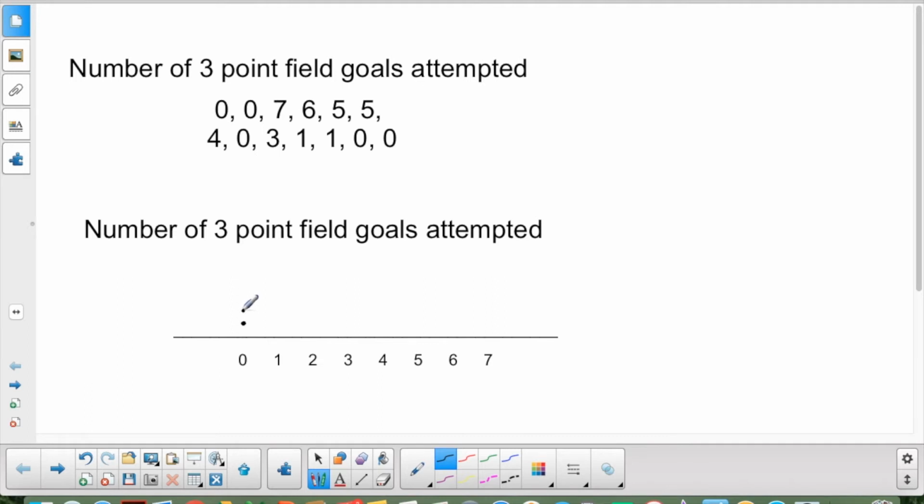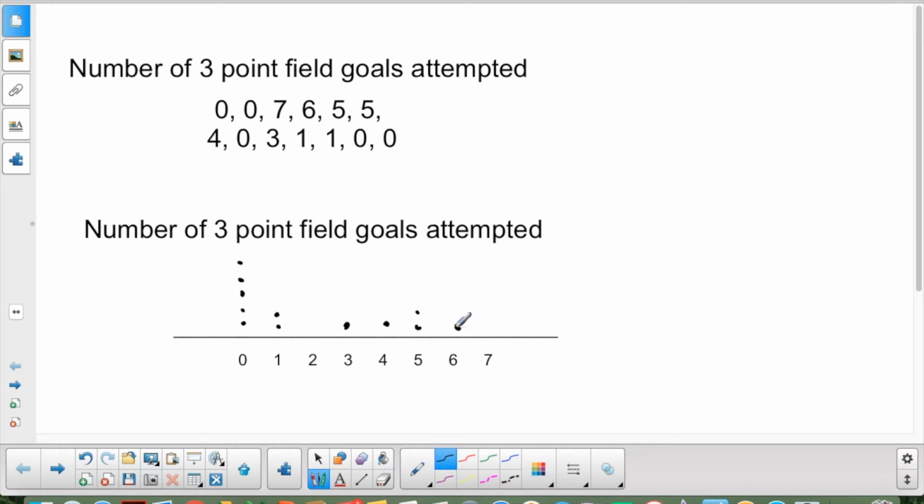1, 2, 3, 4, 5. After that, there were 2 1s. 1, 2. There were 0 2s. 1 3. 1 4. 2 5s.